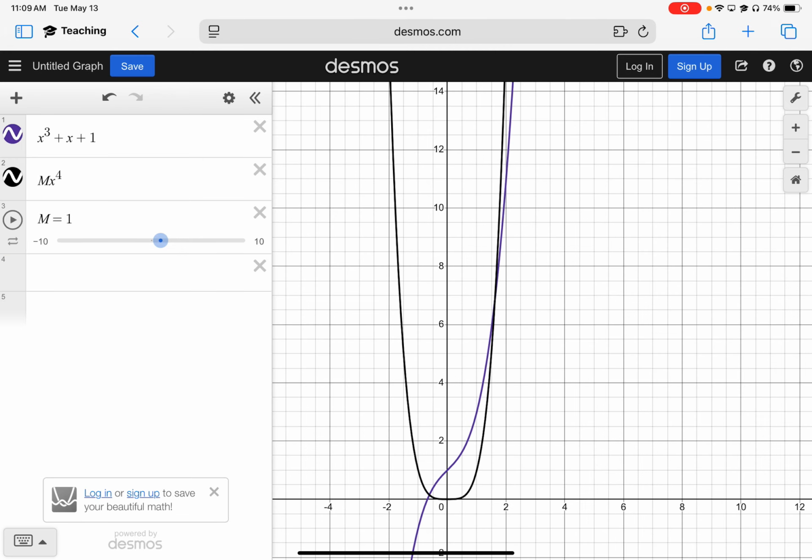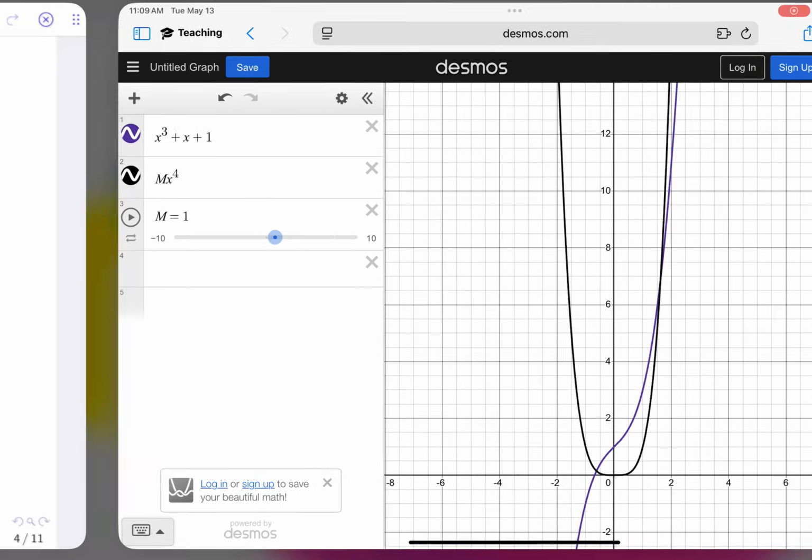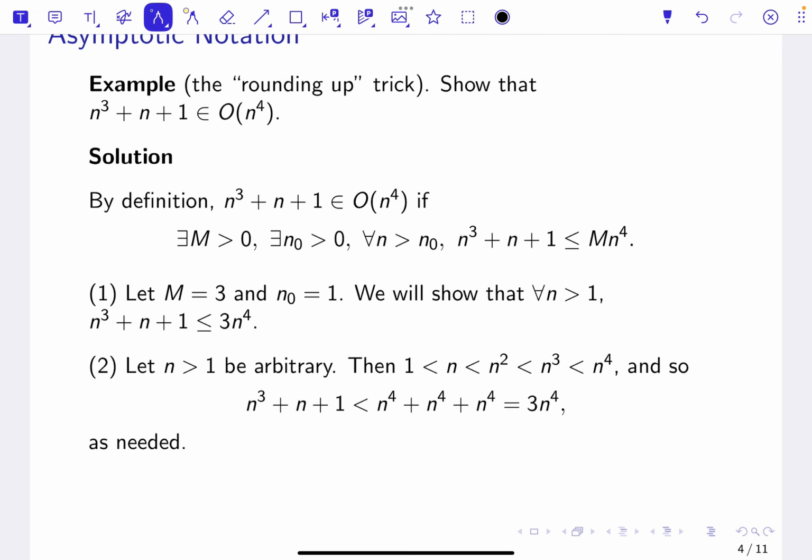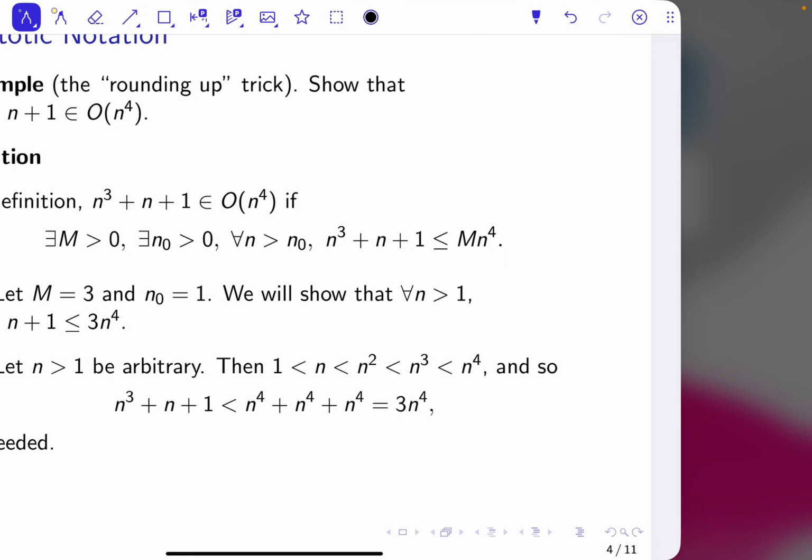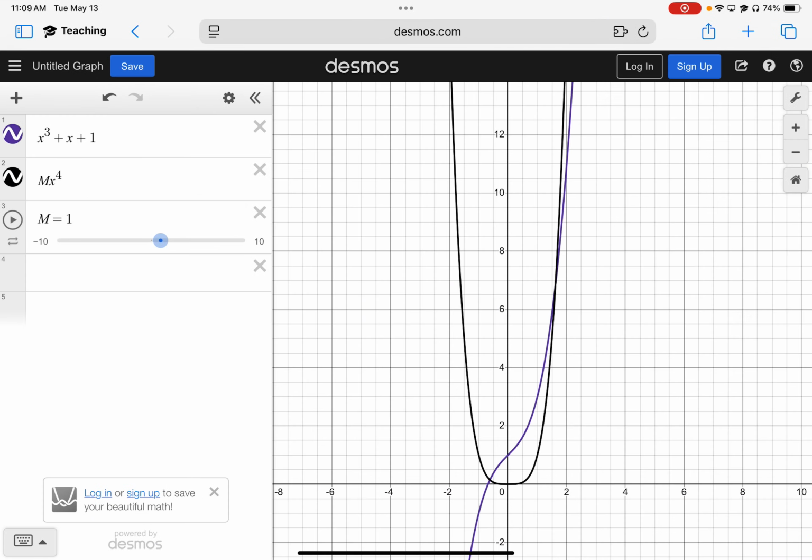So this sort of illustrates a point that I'm going to make over and over again. With these sorts of proofs where you have to choose a specific value for certain variables, there are many correct choices. M equals 3 was true here. And we saw from the graphing calculator that m equals 1 would also work.